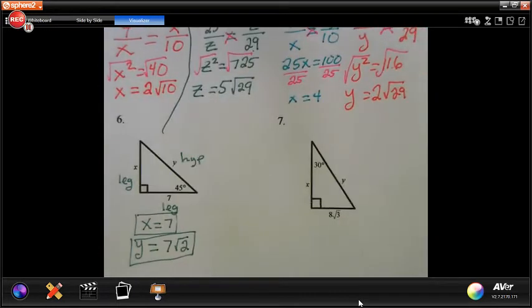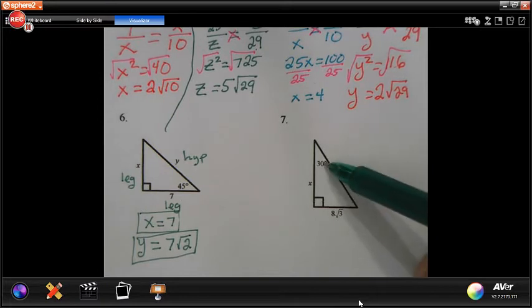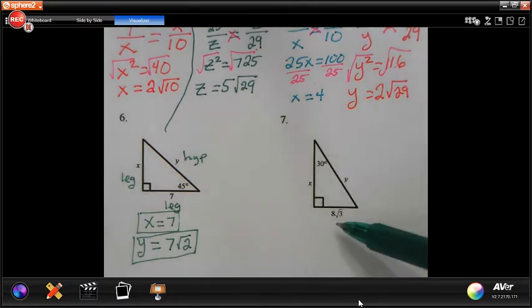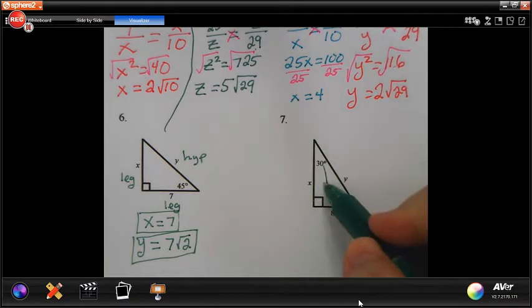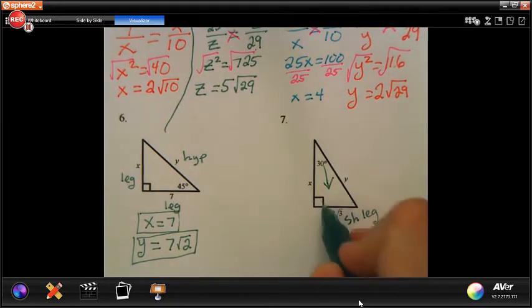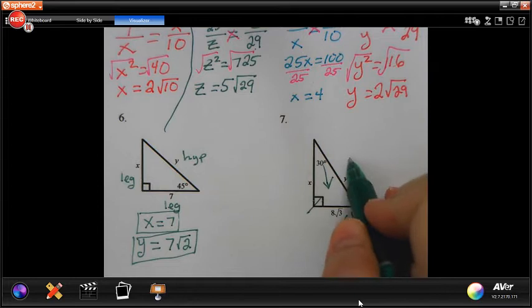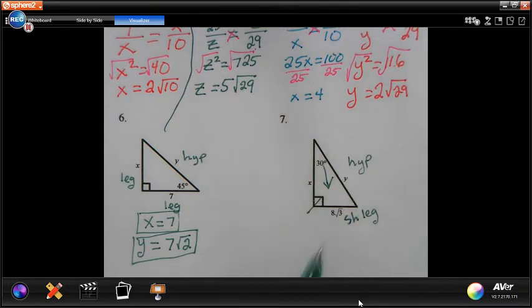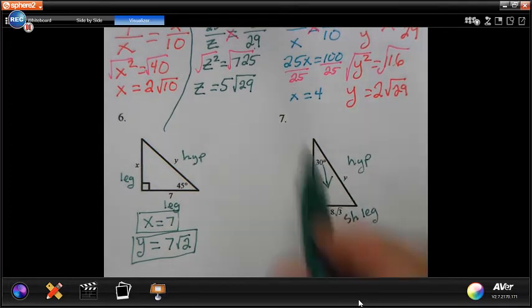Okay. So number 7 here, I have a 30-degree angle. So remember, away from the 30-degree angle is the short leg. I put SH, so I want to spell out all of the word. Y is the hypotenuse because the right angle points to it. So that's hypotenuse. Since that's hypotenuse and that's short leg, that means this is the long leg.